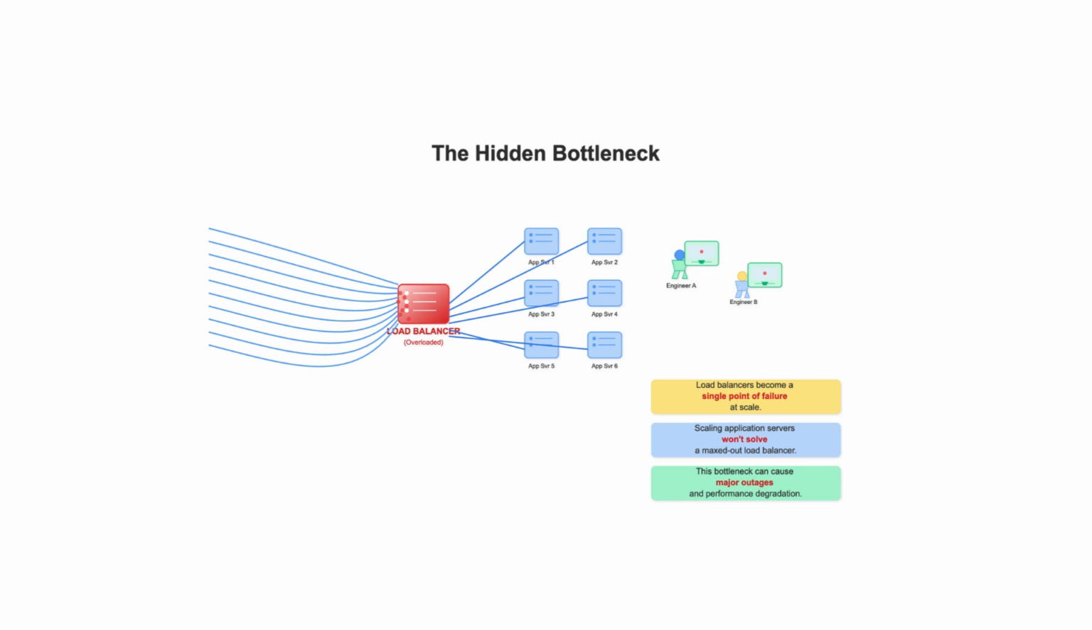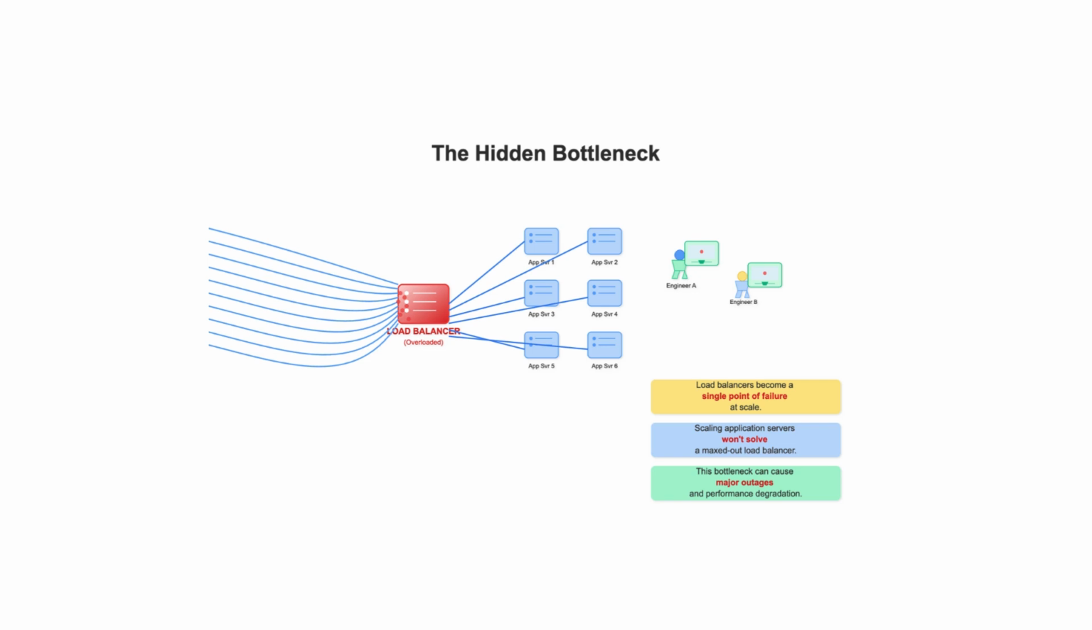A major cloud provider experienced a widespread outage in 2020 not due to their edge servers but a configuration issue in their load balancing layer. This highlights how critical it is to anticipate and plan for this bottleneck before it impacts your users and your business. Let's look at some fundamental strategies to tackle this.